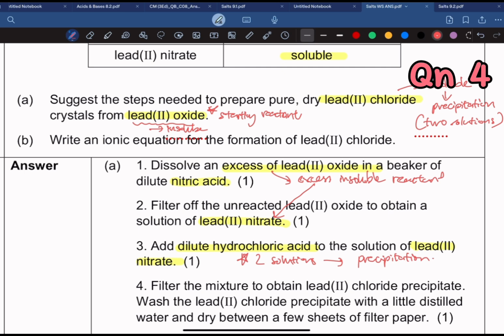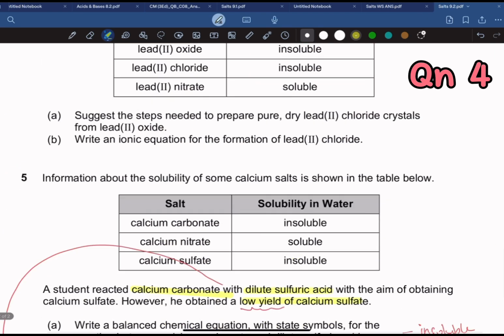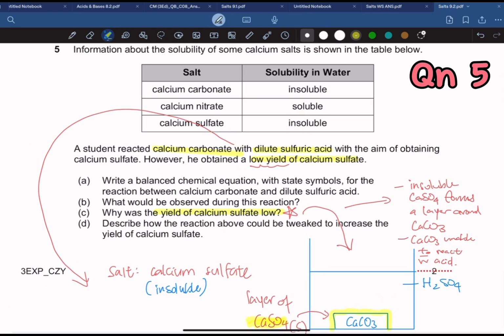Alright, then you end off with filter to obtain this, wash with distilled water and dry with filter paper. Usual 3 ending steps. Okay, the next question is also similar, right? You see, we have reacted calcium carbonate with dilute sulfuric acid, and we actually want to form our calcium sulfate. Calcium sulfate is insoluble, and we need to use the precipitation method with 2 solutions.